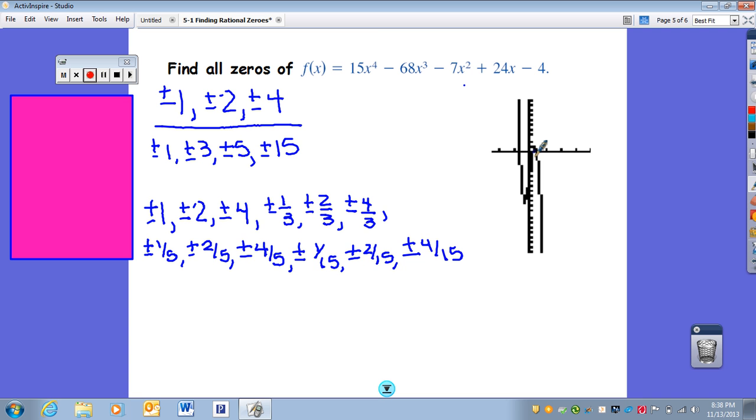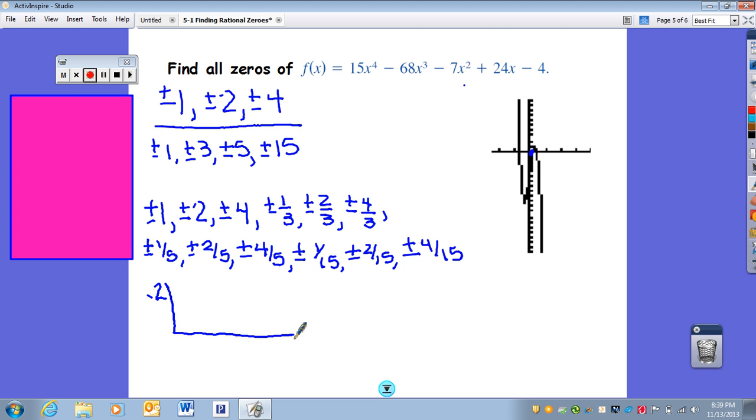So if we take a look, this is fairly close right here to 0 on the x-axis. So we could have something like 1/3 or possibly 1/5 or 2/5. So since it's really close, why don't we take a look at using positive 1/5. Now you can use a decimal if you'd like, and that might be easier for us to do with our synthetic division. So we're going to convert the 1/5 to a decimal, which is 0.2.